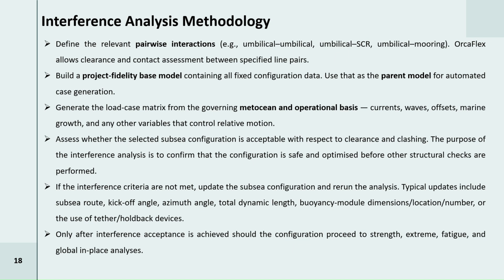If the interference criteria are not met, the configuration must be updated and the analysis must be repeated. Typical updates include subsea route, kickoff angle, azimuth angle, total dynamic length, buoyancy module dimension, location, number, or the use of tether or holdback devices. Only after interference acceptance is achieved should the configuration proceed to the strength, extreme, fatigue, and global in-place analysis.